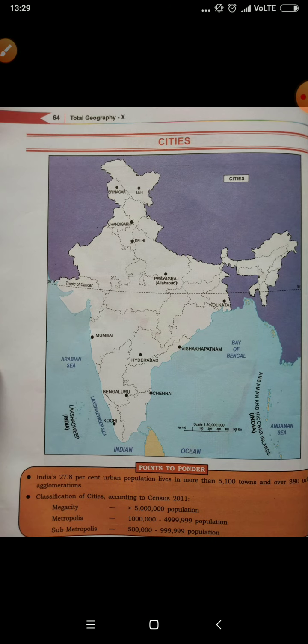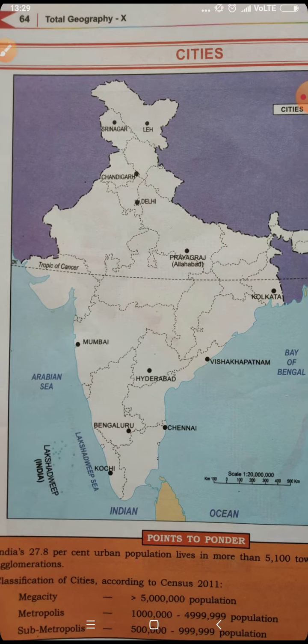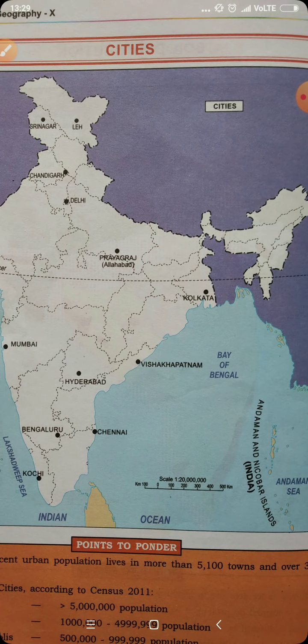Coming on next question. For your next question, one map you have to prepare on cities. So you have to show different cities. I hope you all have prepared. I have given you, for rivers similarly, or for cities, you can prepare important cities.